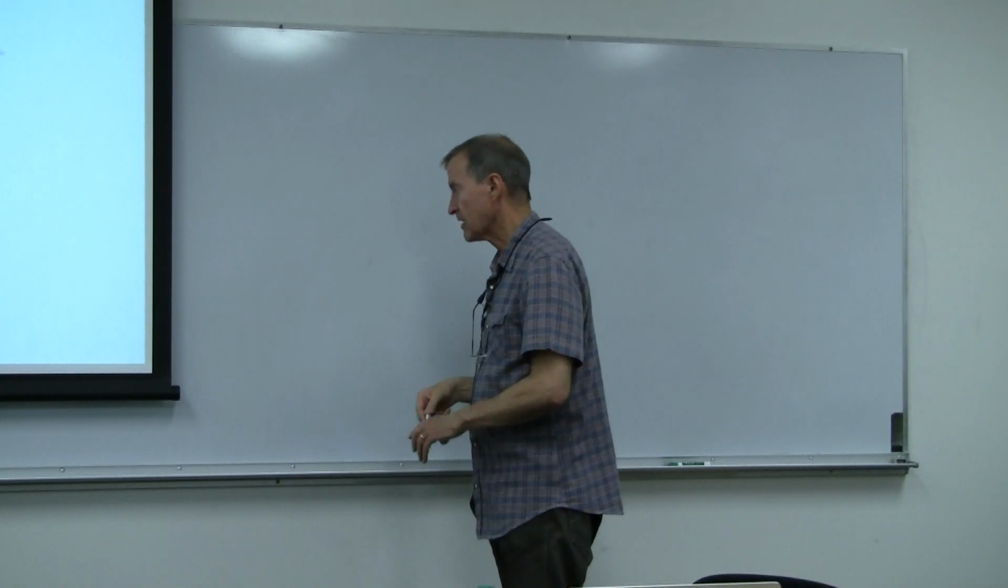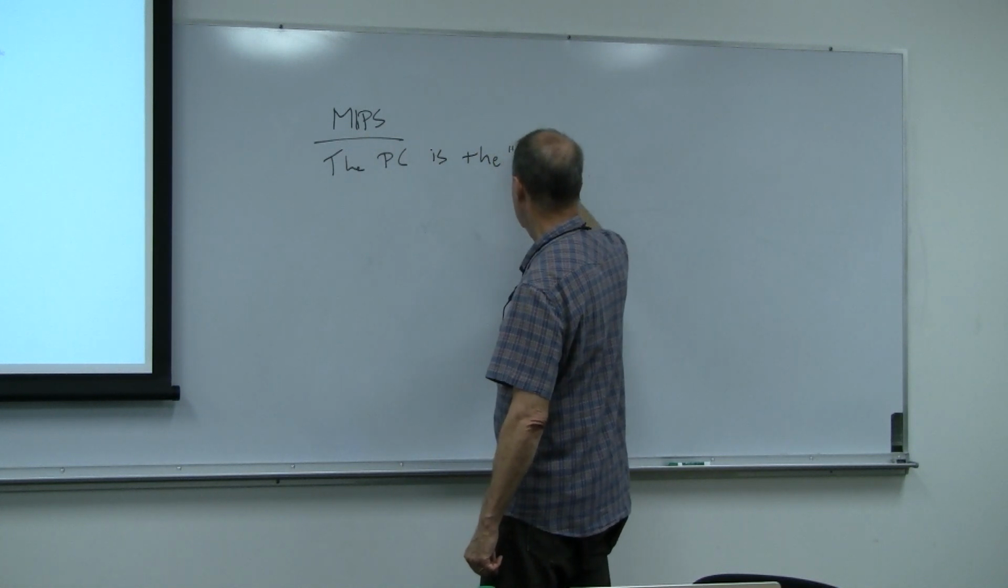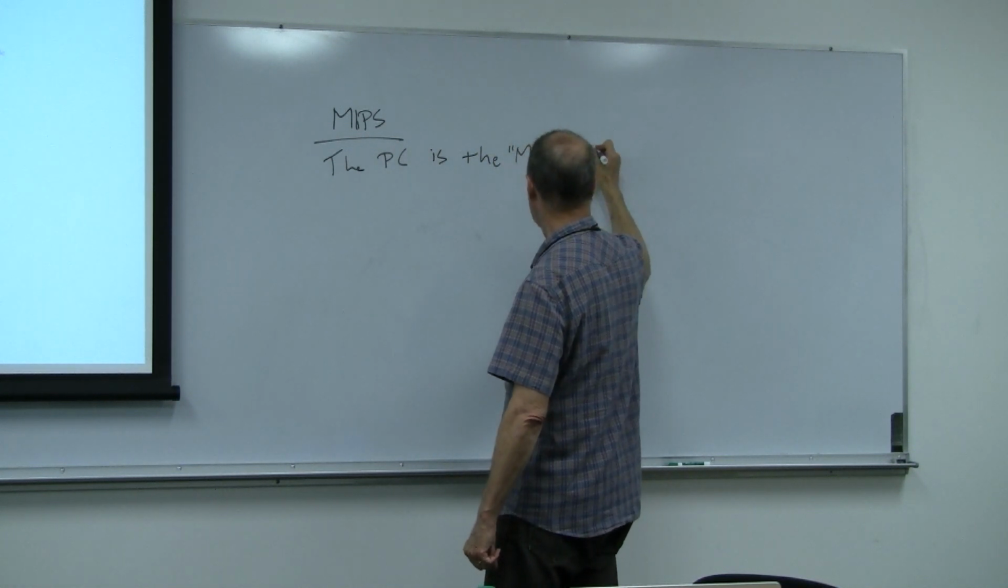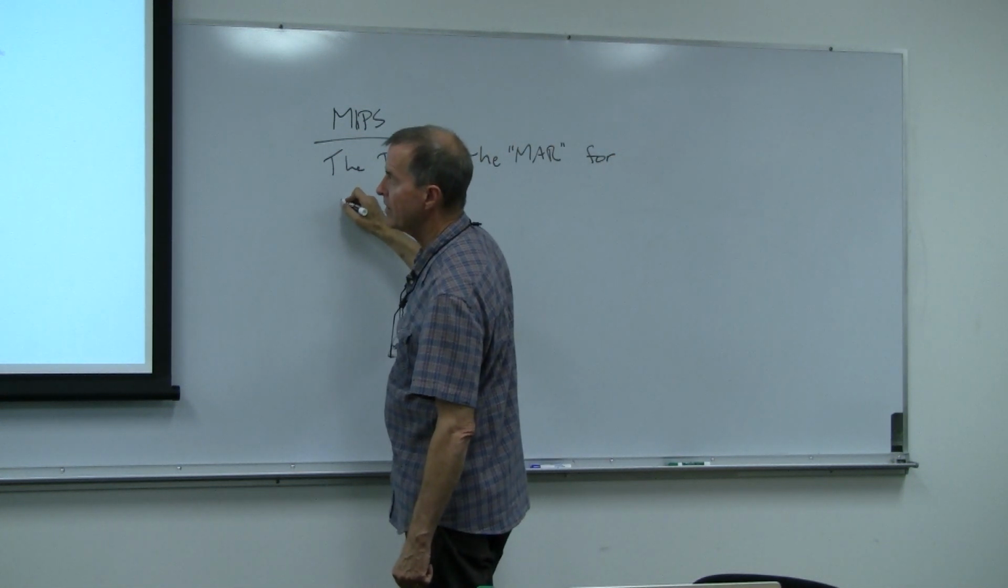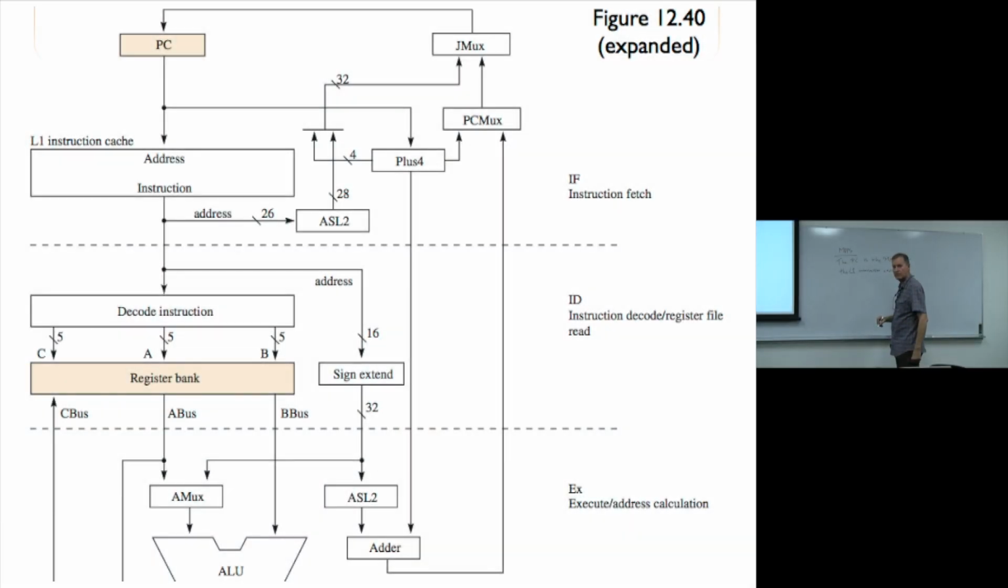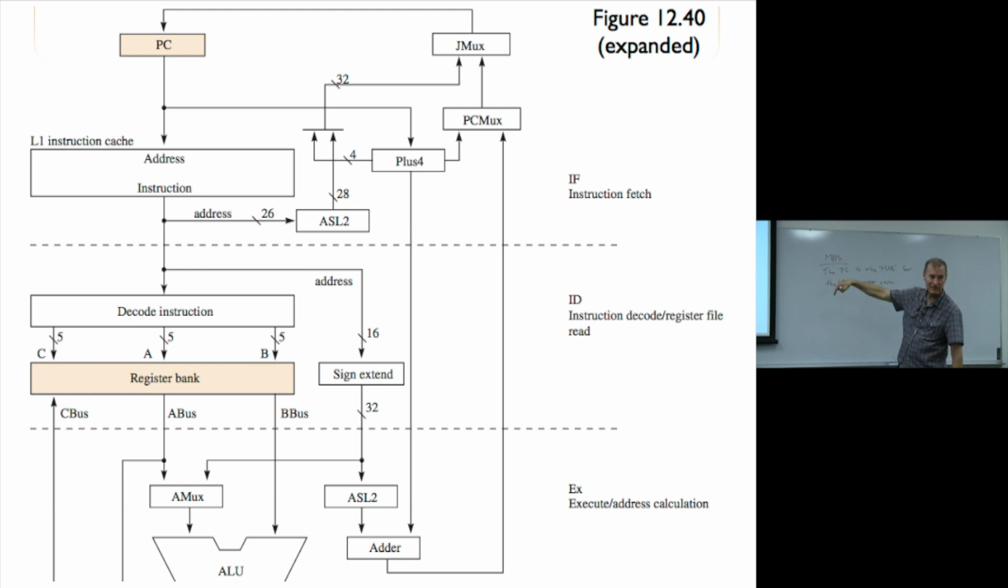So here, let's write that out. The PC is the, quote, memory address register for the L1 instruction cache. Do you see what we're saying? Whatever is in the program counter is like the memory address register for the L1 cache. And so what comes out? The output of the instruction cache is the instruction that's stored in the instruction cache.